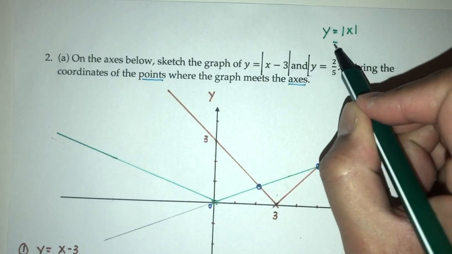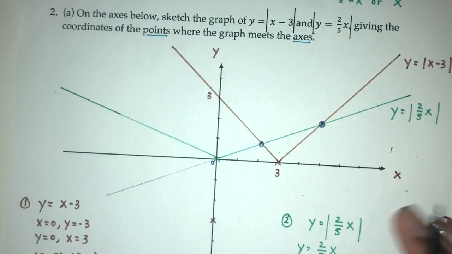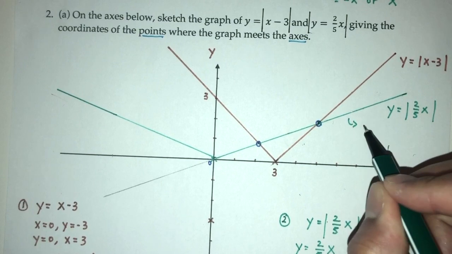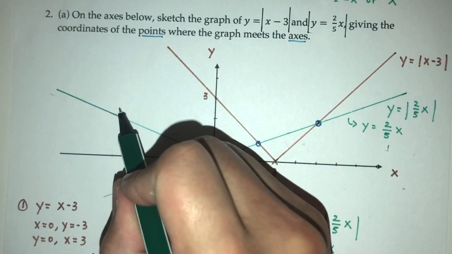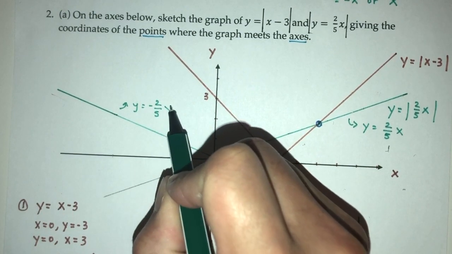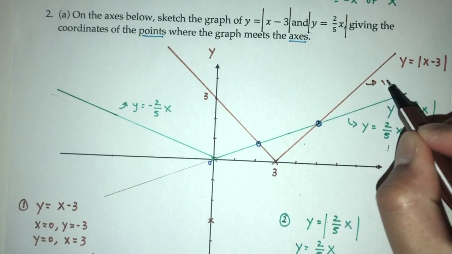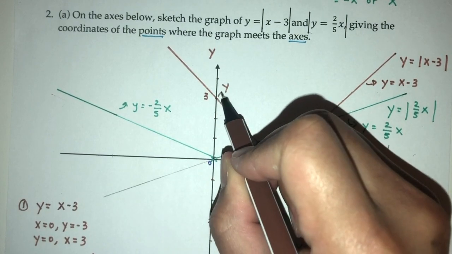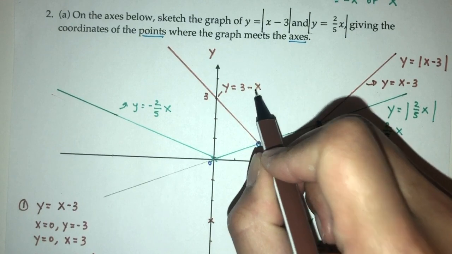You know that it could be minus x or the value of x. So the same idea applies here. This is the initial line, sorry. This line, the equation was y equals 2 over 5 x, and this is y equals minus 2 over 5 x. Same thing for the brown line. This line was y equals positive x minus 3, and this one is 3 minus x, right?